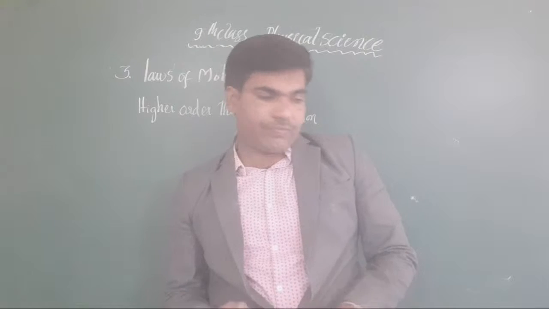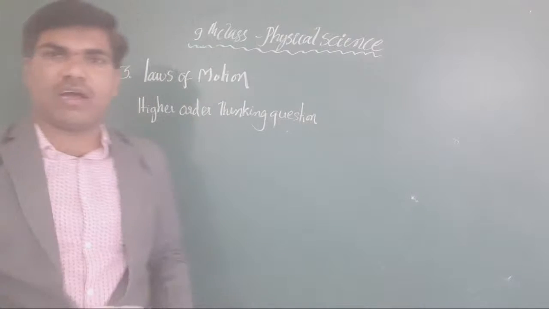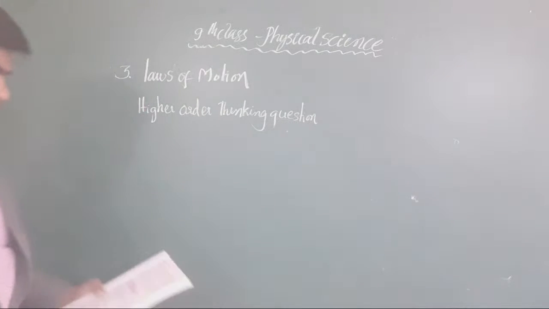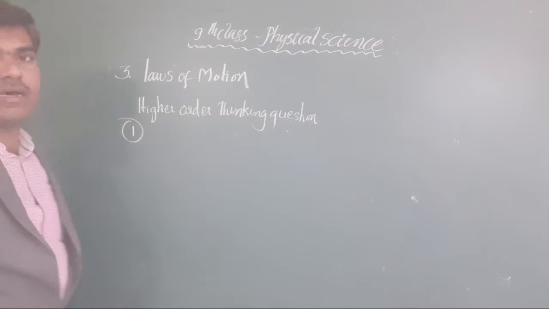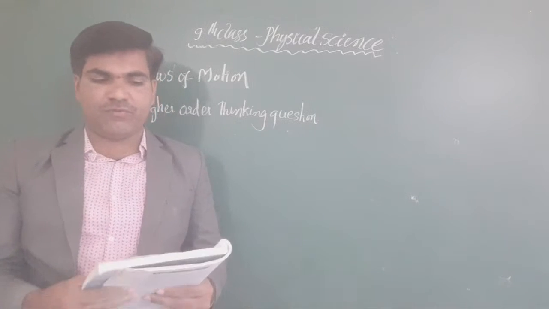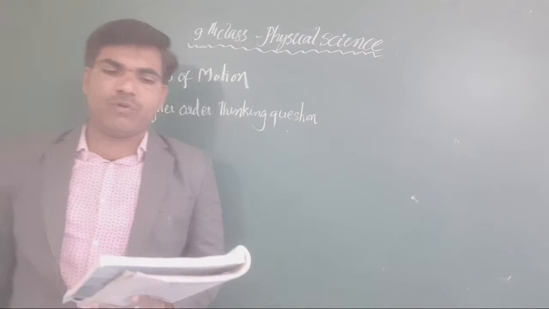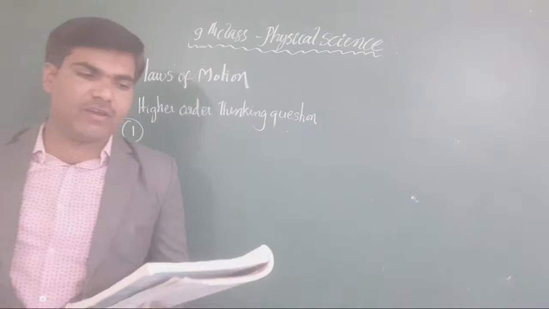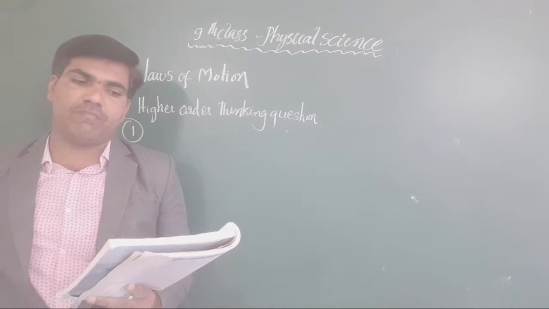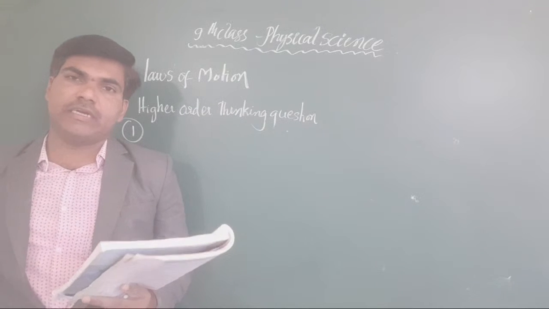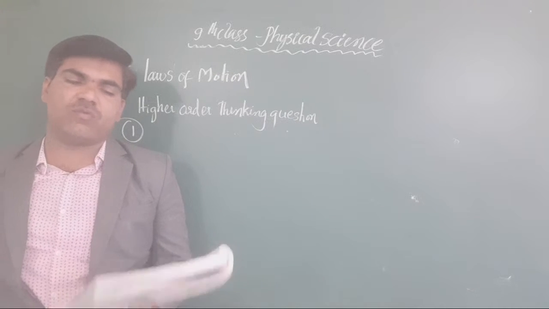Now, a vehicle has mass. What is the first question? The first question is: a vehicle has a mass of 1500 kgs. What must be the force between the vehicle and the road if the vehicle is to be stopped with a negative acceleration of 1.7 meter per second square?